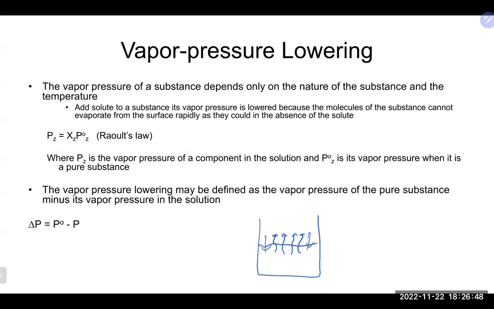Things with very weak intermolecular forces, as we talked about, have a very high vapor pressure because it doesn't take a lot of convincing for them to basically go into the gas phase. So they're able to sort of escape above the liquid. So the vapor pressure of a substance depends really on the nature of the substance and the temperature.